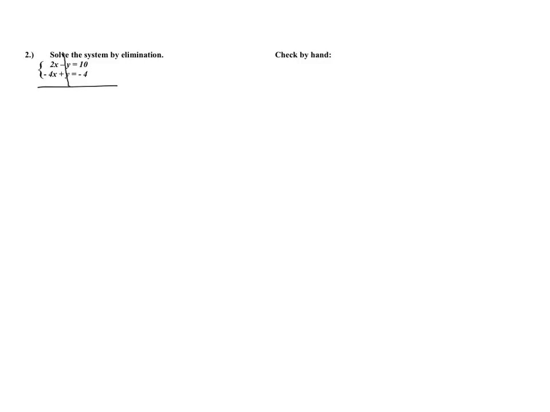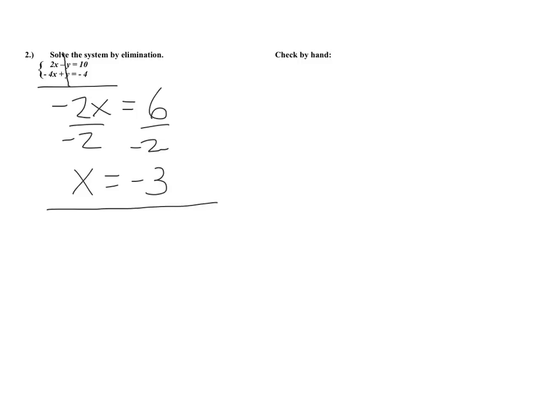So 2x plus -4x gives me -2x, equals 10 and -4 gives me 6. I'm solving for x now, so I'm going to divide both sides by -2, and I'm going to get x is equal to -3. And so now I know that x is -3, so I'm going to plug that x into either the top equation or the bottom equation and solve for y. It doesn't matter.